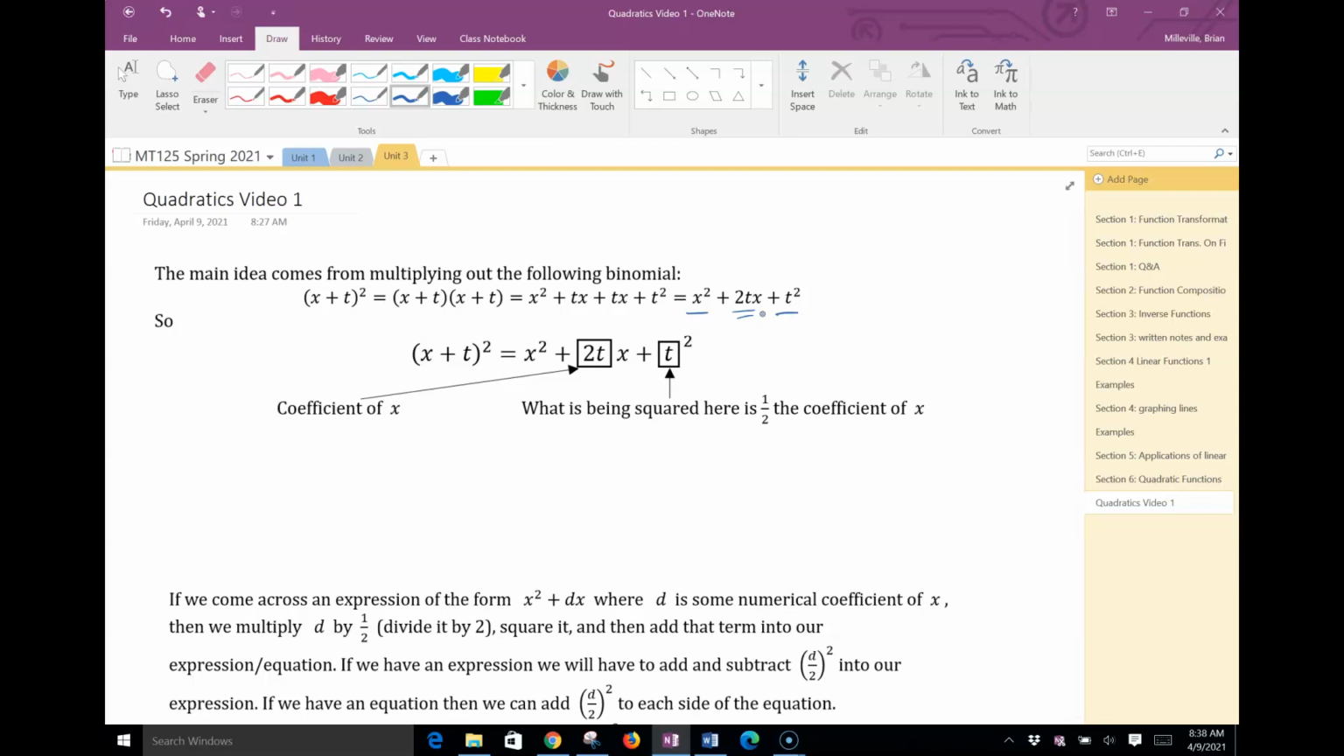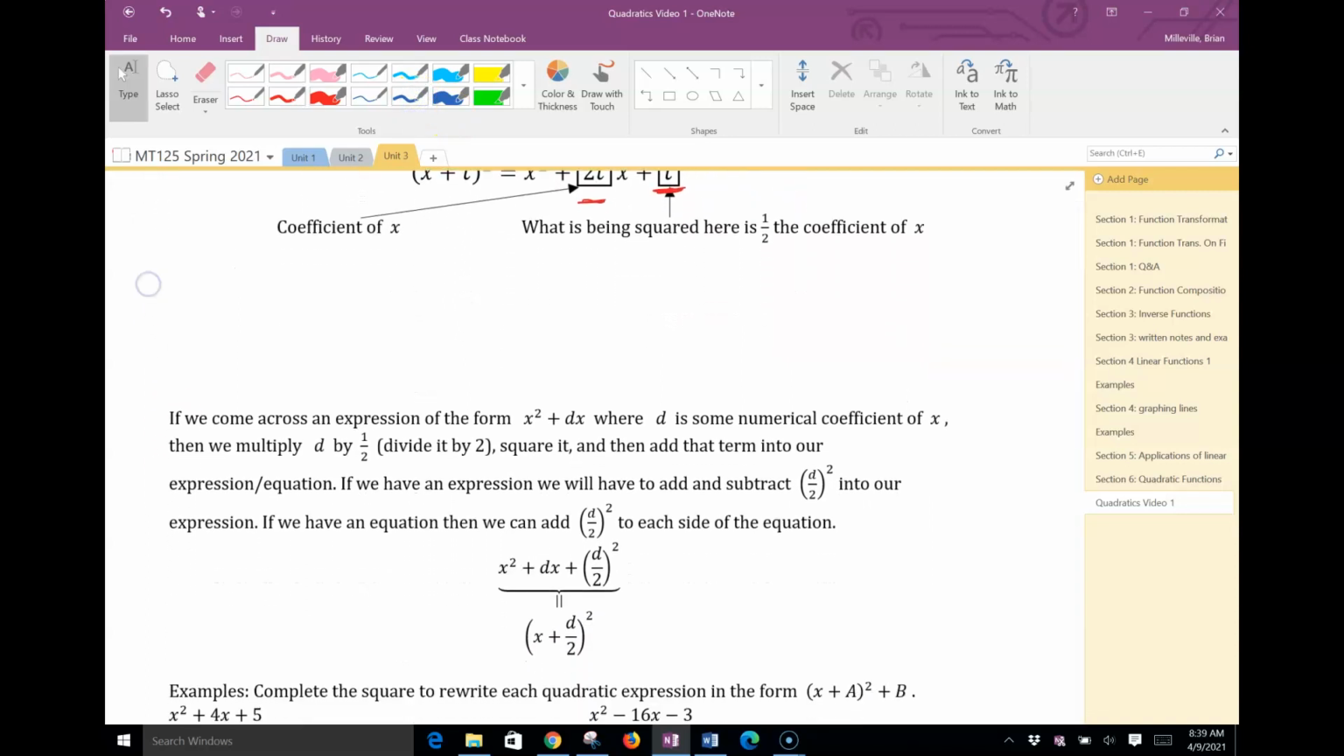Thinking about this in terms of the relationship between the coefficient of x and the constant term, which is t squared, what's being squared is half of that coefficient. So if you multiply 2t by 1/2, divide it by 2, you just have t, then squaring that would give us the constant term.